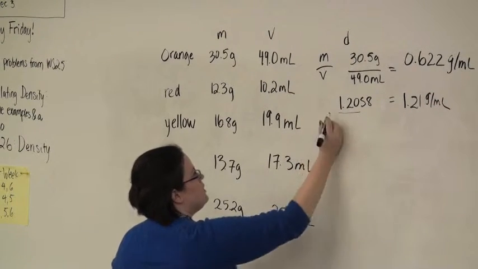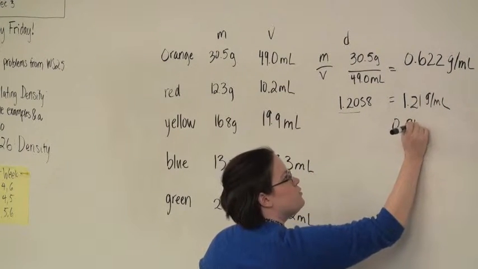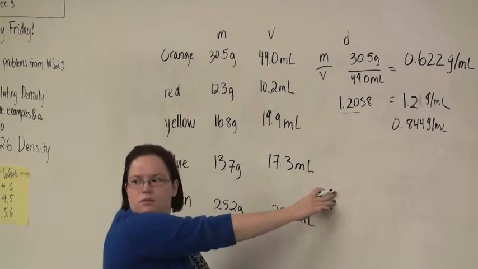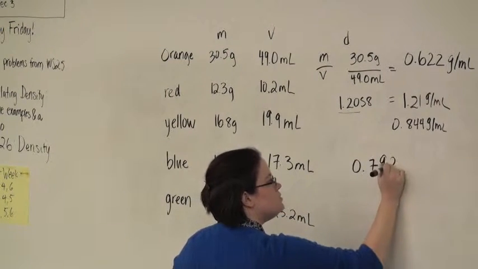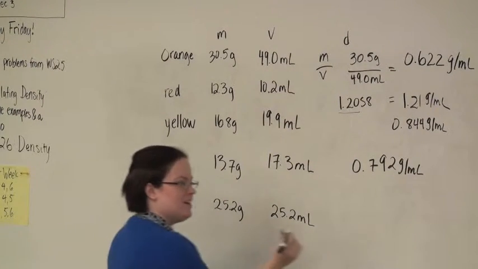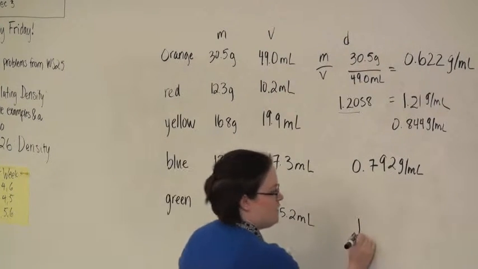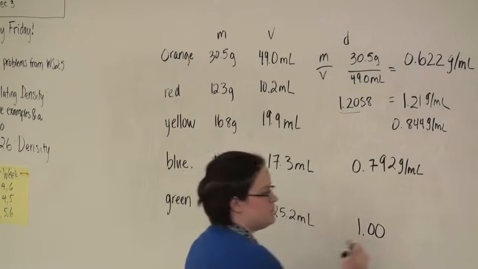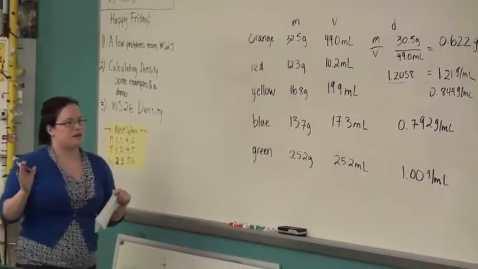Okay, so the yellow liquid, what's the density of this one? 0.844. Okay. The blue? 0.792. And the green? 1. Good, everybody can do that. Is it just 1? Do I need anything else? 1.00. Good, 1.00. And what are the units? Grams per milliliter.